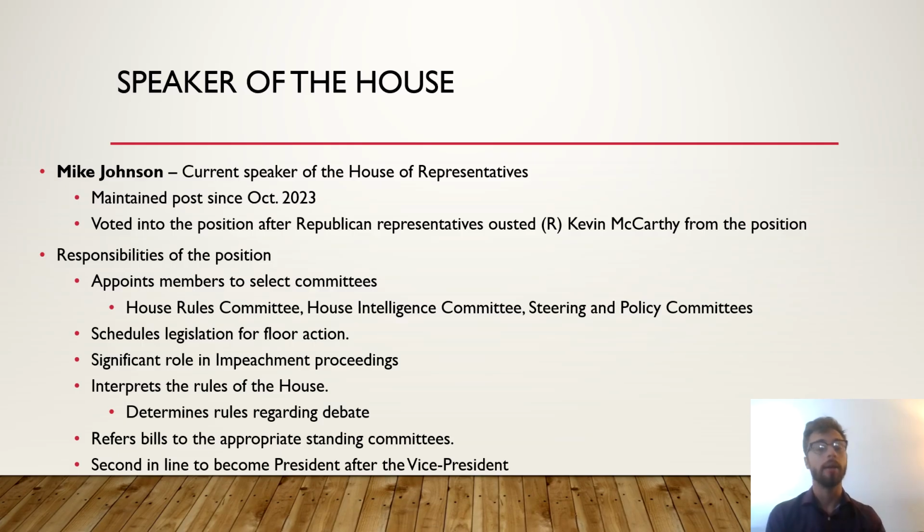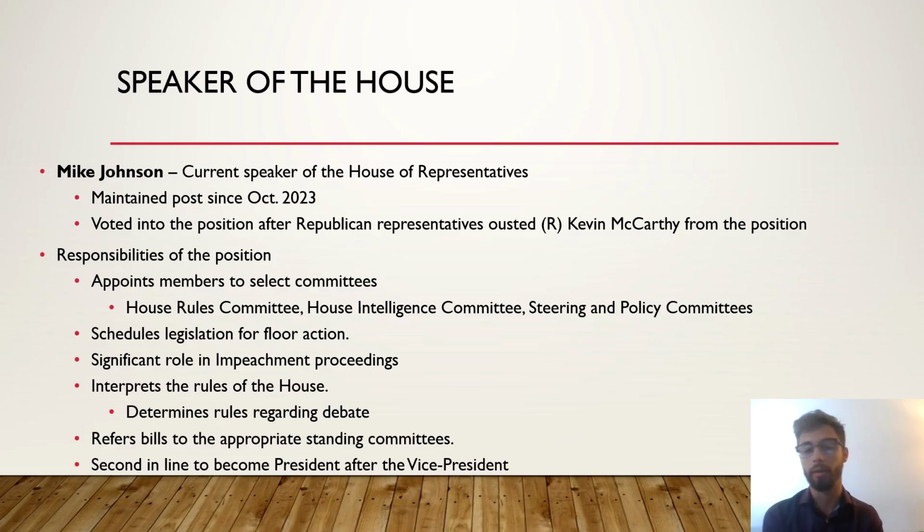They maintain strong influence over the House of Representatives. They determine and appoint members to select committees. Not all House committees does the Speaker of the House have the ability to appoint members to, but a large number. For one, we see the House Rules Committee, House Intelligence Committee, and primarily the Steering and Policy Committees have direct influence from the Speaker of the House determining who their members are.